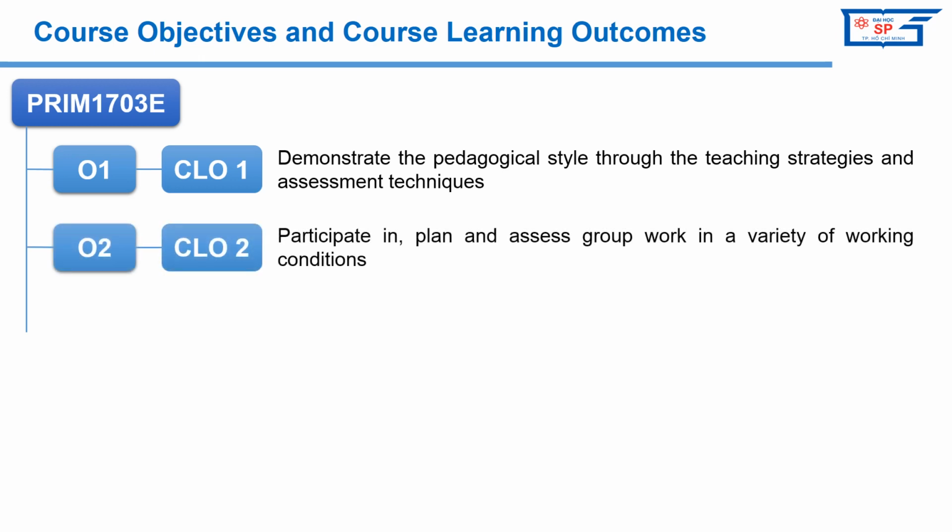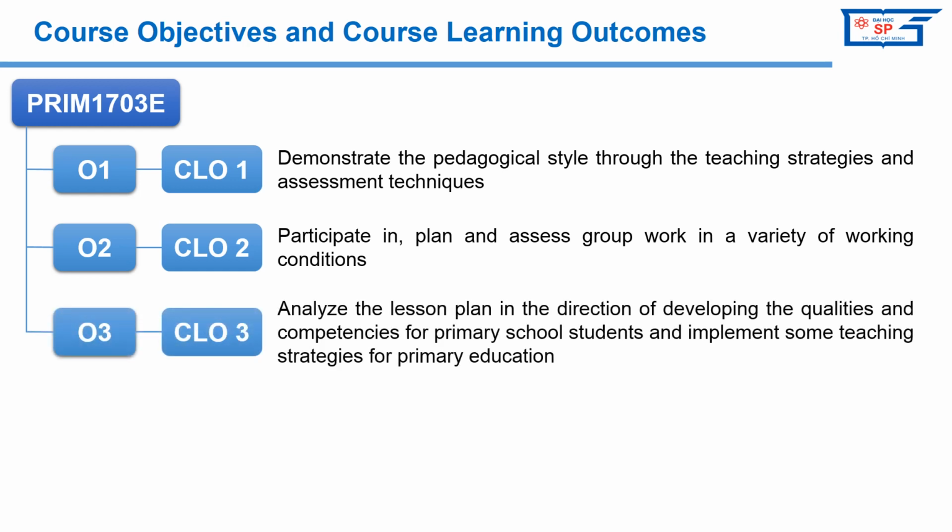Course Objective 02. Develop communication and collaboration skill. Course Objective 02 corresponds to the course Learning Outcomes CL02. Participate in, plan and assess group work in a variety of working conditions.